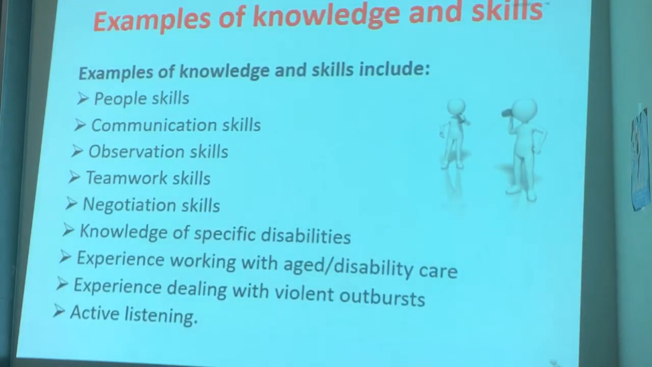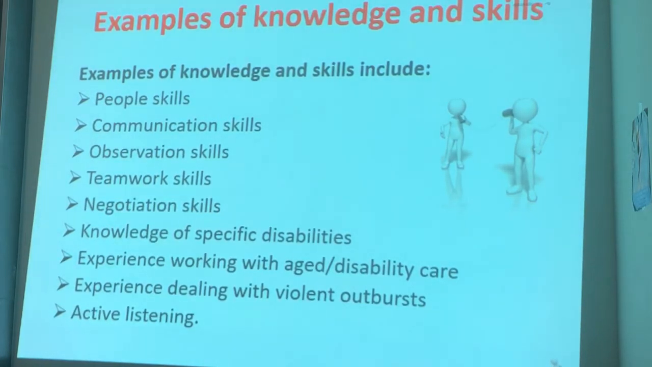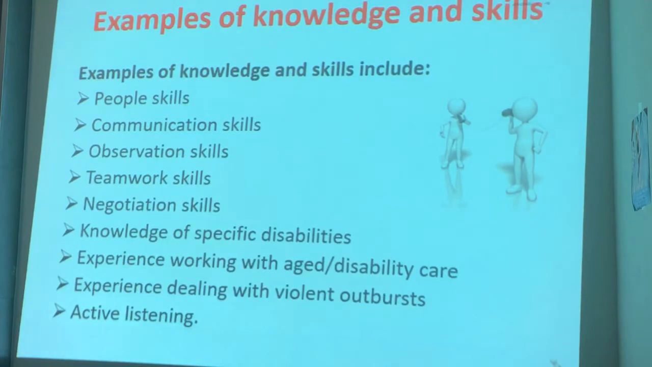Examples of knowledge and skills include people skills, okay, on how you will deal with other people. Okay? Communication skills, observation skills, teamwork skills, negotiation, knowledge of specific disabilities, okay, experience working with age or disability care, experience dealing with violent outbursts, okay, and active listening. So those are the common skills that you need to learn. Okay, remember that you will be dealing with those people who already have dementia.